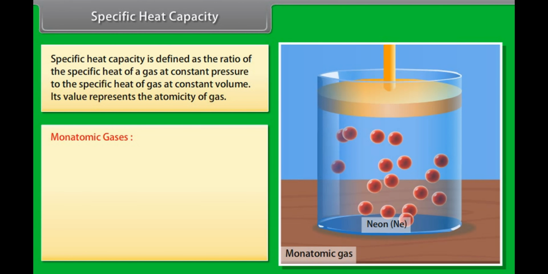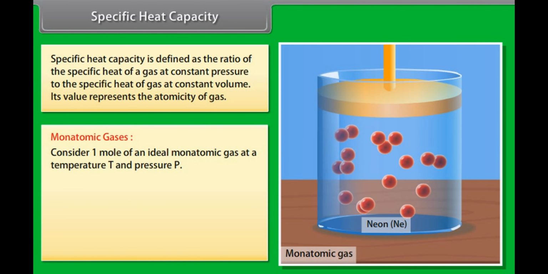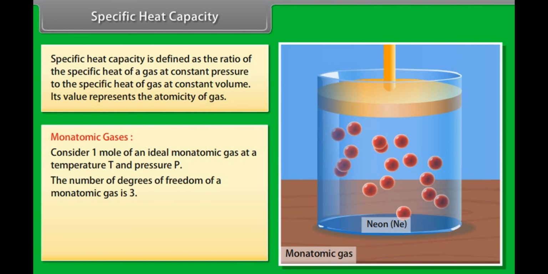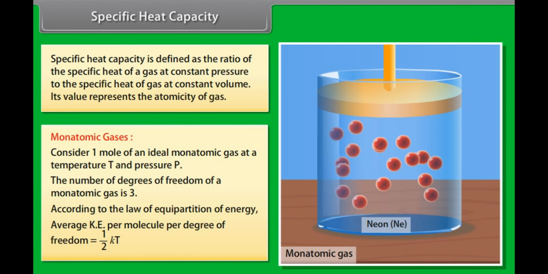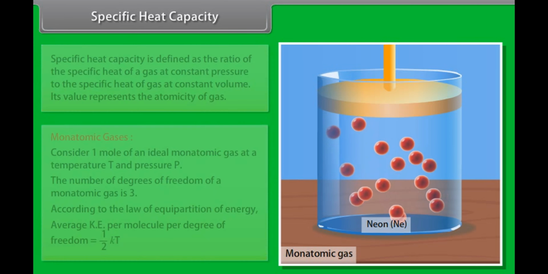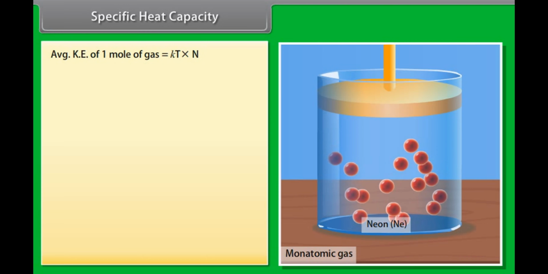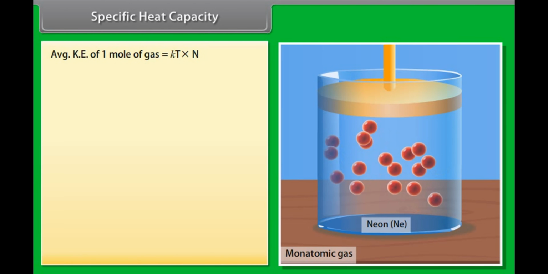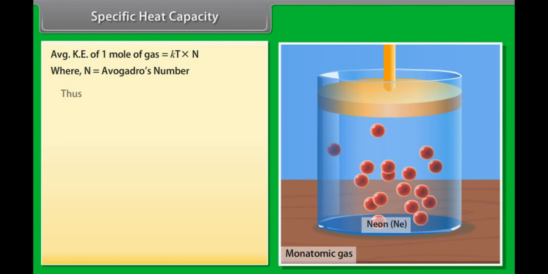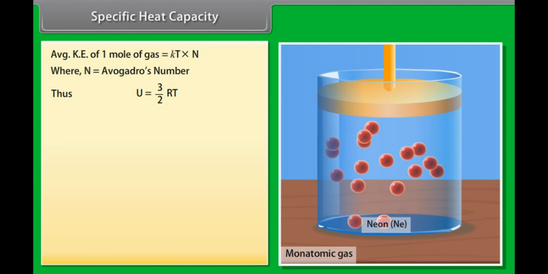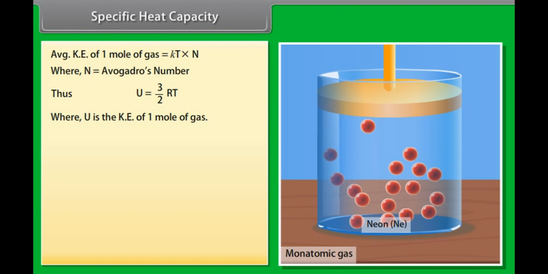Monoatomic gases. Consider 1 mole of an ideal monoatomic gas at a temperature T and pressure P. The number of degrees of freedom of a monoatomic gas is 3. According to the law of equipartition of energy, average kinetic energy per molecule per degree of freedom is equal to half kT. Average kinetic energy of 1 mole of gas is equal to 3/2 kT times N, where N is Avogadro's number. Thus, U is equal to 3 by 2 RT, where U is the kinetic energy of 1 mole of gas.